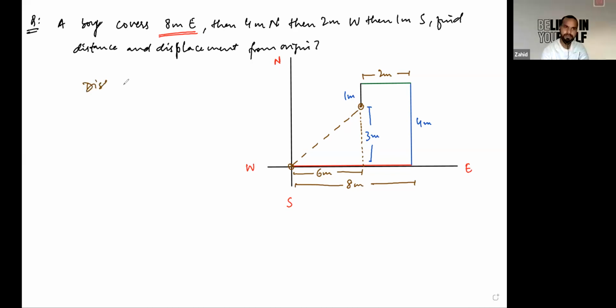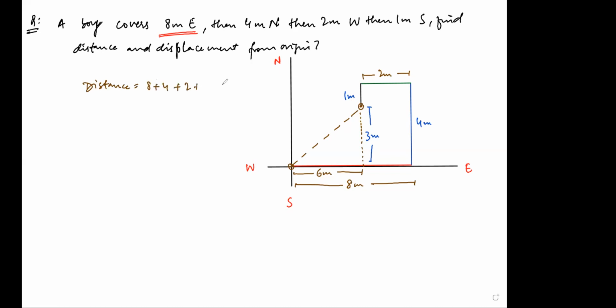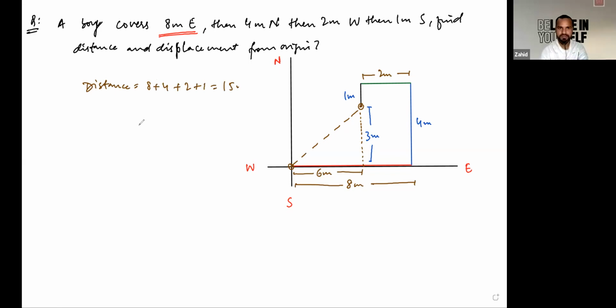So the distance of this particular path would be the actual path covered by the body: 8, 4, 2, 1, and it would be 15 meters. For calculation of displacement, you have to calculate the hypotenuse of this particular triangle, which according to Pythagoras theorem would be equal to the square root of base squared plus perpendicular squared. 6 squared is 36 and 3 squared is 9. So it will be the root of 45, or you can write it as 3 root 5 meters.